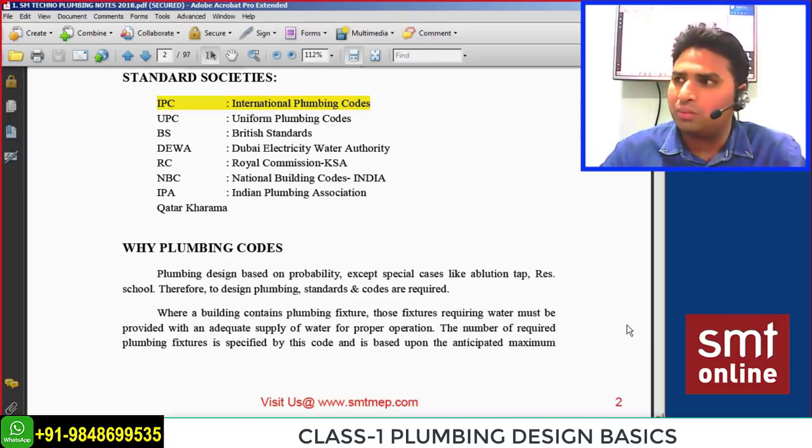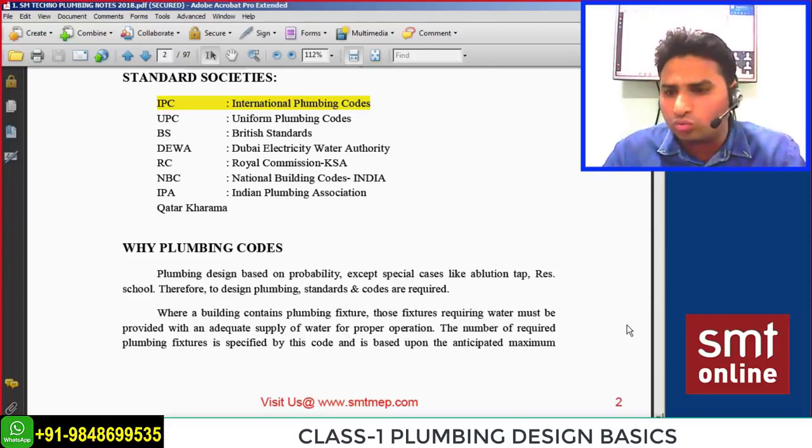So probability means we'll be designing as per the probability. That means it very rarely occurs; it might be only 1 or 2 maximum. I'm saying in a bathroom, maximum 1 or 2. The remaining ones will not be coming into the picture.